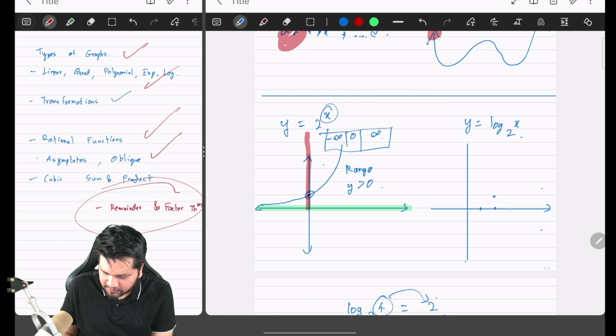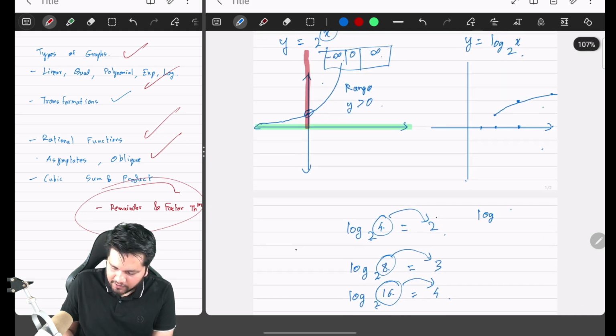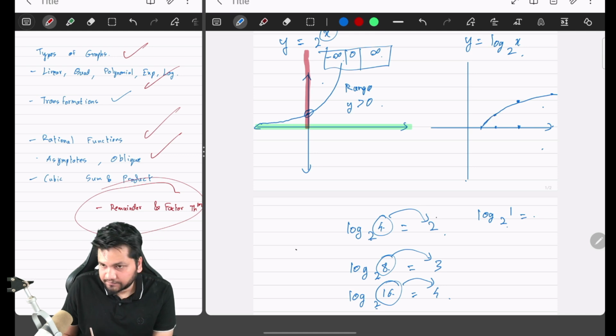If I put 3, it's going to be in decimal. But if I put 4, I'm going to get 2. If I put 8 and so on, it's going to be somewhere like this. As you can see, the graph would be somewhat like this till now. But if I put log 1 to the base 2, so that is what? 2 to the power of what will give me 1? Anything to the power of 0 is 1. So this is what the graph will look like.